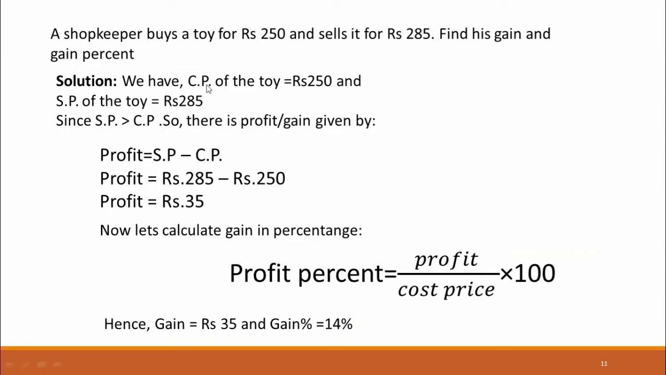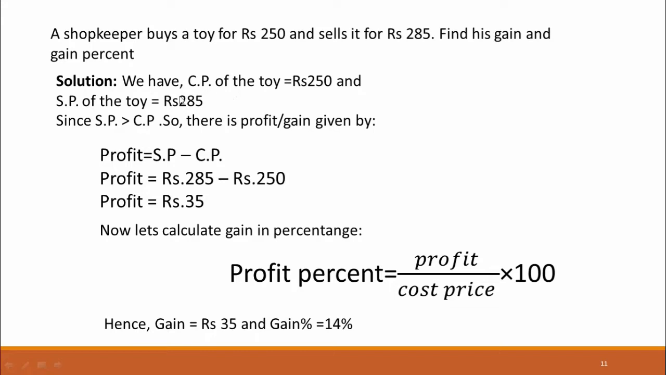Now, for example, a shopkeeper buys a toy for Rs 250 and sells it for Rs 285. Find his gain and gain percent. Since the shopkeeper buys the toy for 250 rupees and sells it for 285 rupees, the selling price is greater than the cost price, so it is clear that the shopkeeper gains the profit. So we find the profit and the percent profit.